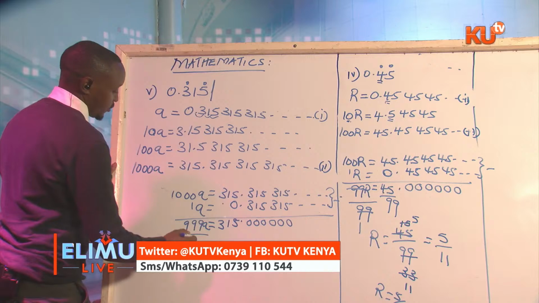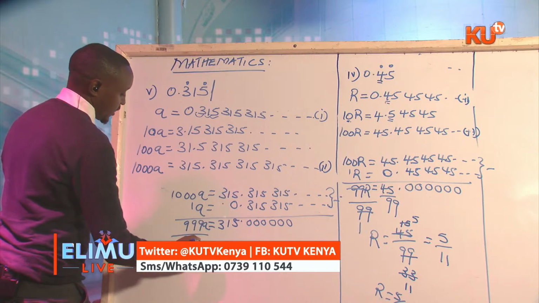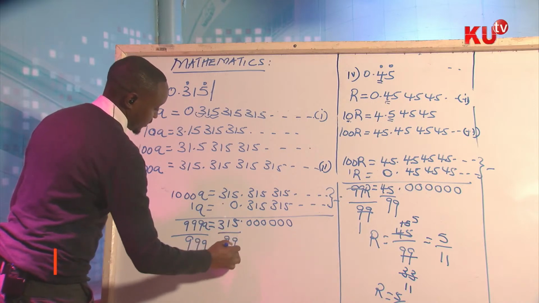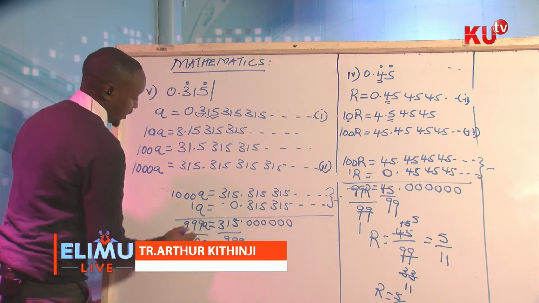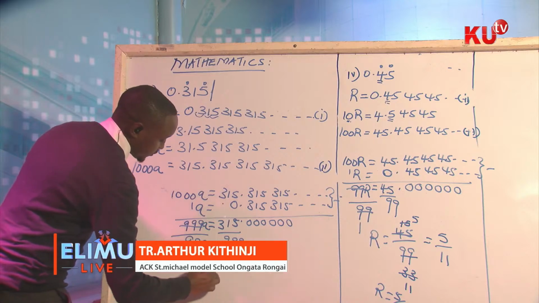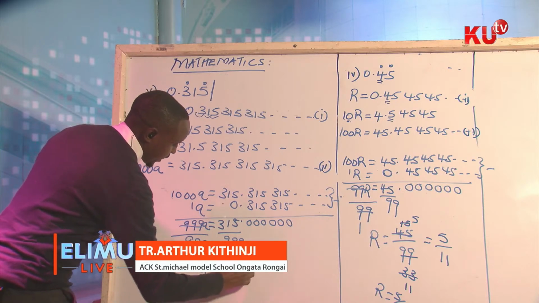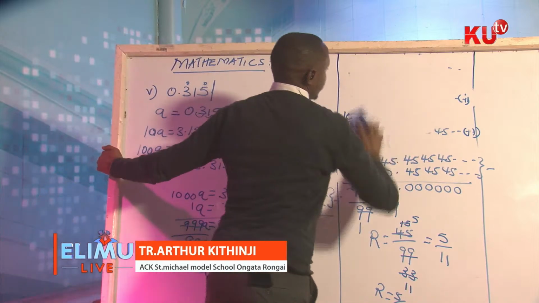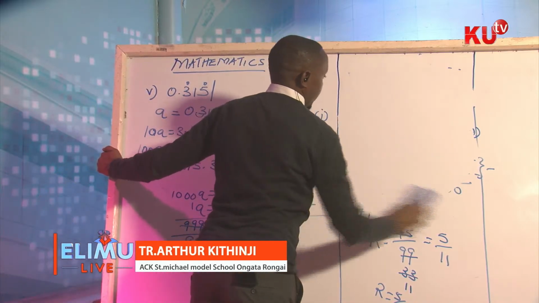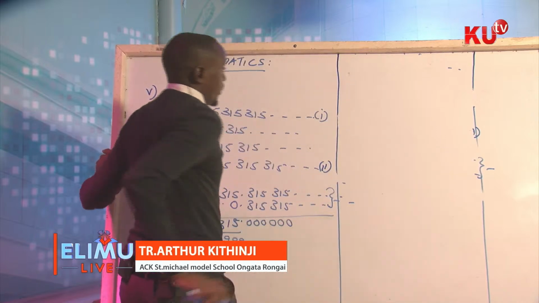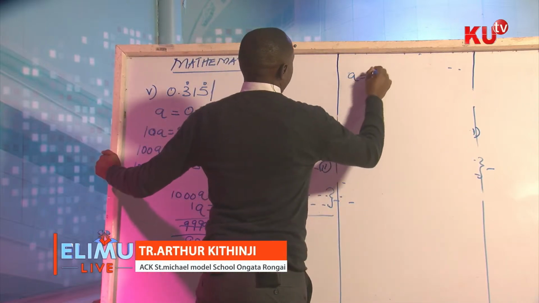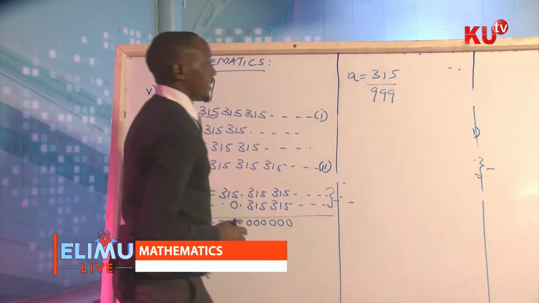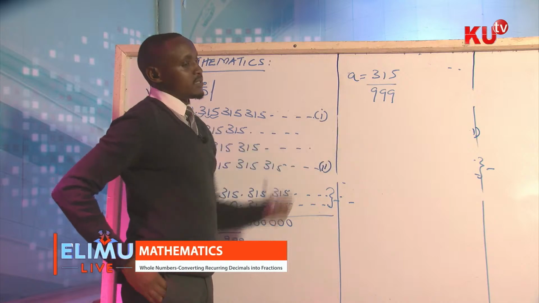999A, we divide both sides by 999. So 999 cancels, and we are left with A being equal to 315 all over 999. Now, let's check if this is in the simplest form.